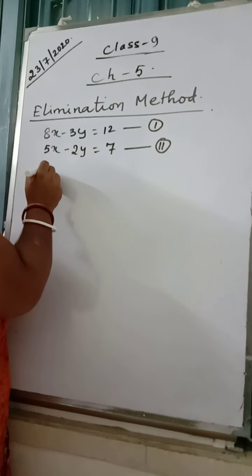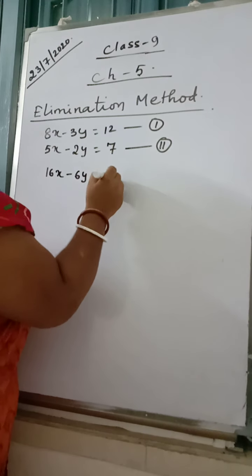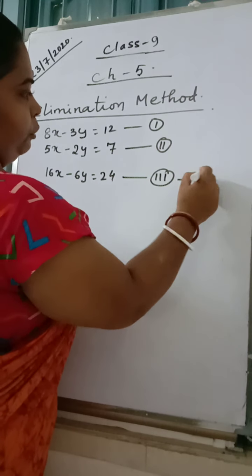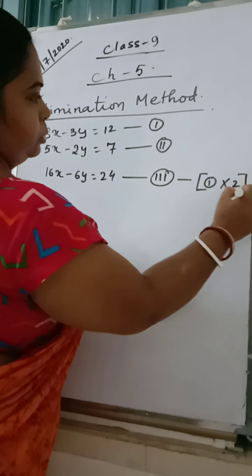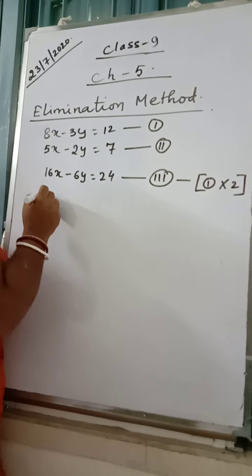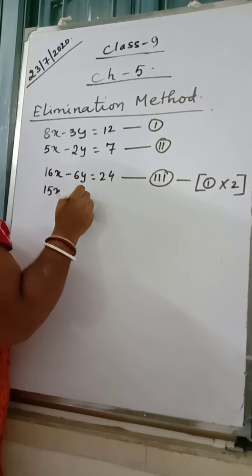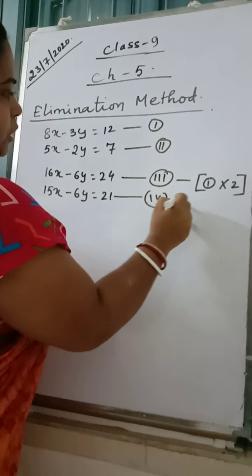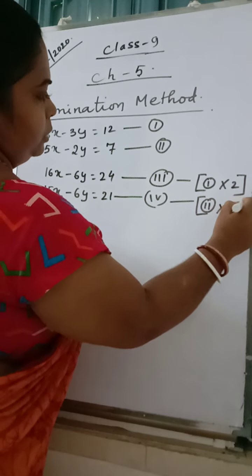I am writing 16x minus 6y is equal to 24. This is equation number 3. How did we find it? Equation number 1 multiplied by 2. Now 15x minus 6y is equal to 21. That we call equation number 4. How did we get it? Equation number 2 multiplied by 3.